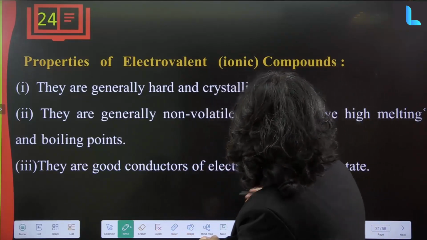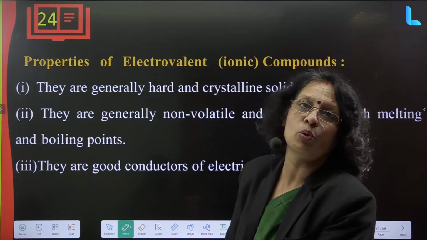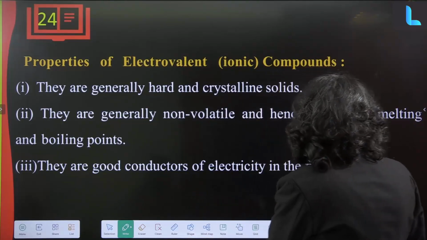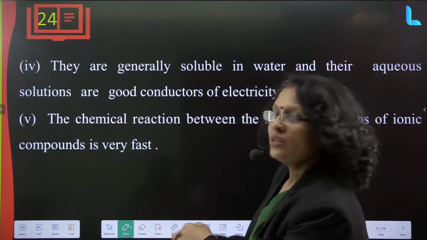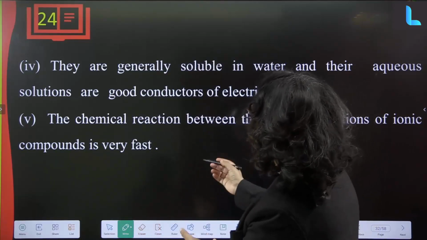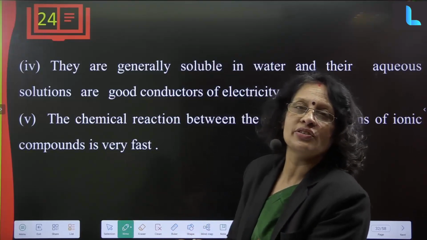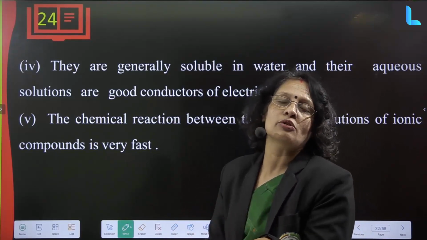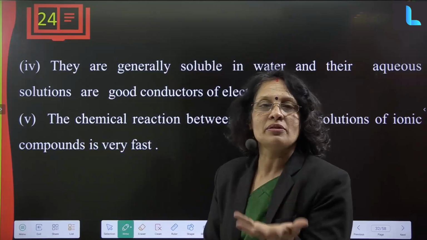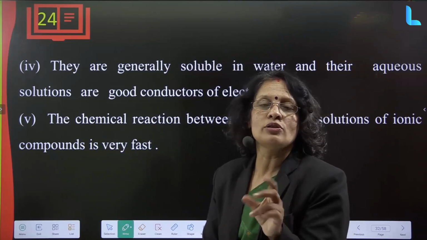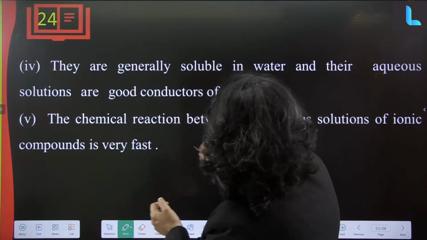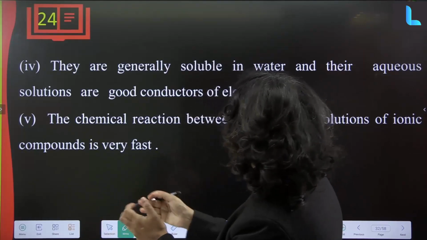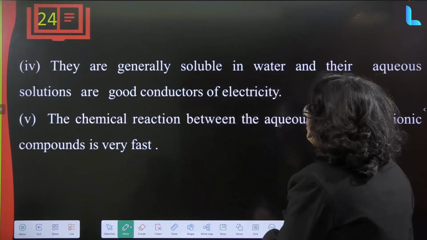Then they are good conductors of electricity in the fused state. So in the molten state or the solution form, they are good conductors of electricity. They are generally soluble in water. Table salt is soluble in water, and aqueous solutions are good conductors of electricity. Why? Because in aqueous form NaCl will break as Na plus and Cl minus. So free ions will provide passage for electric current. So they are good conductors of electricity. The chemical reaction between aqueous solutions of ionic compounds is very fast.